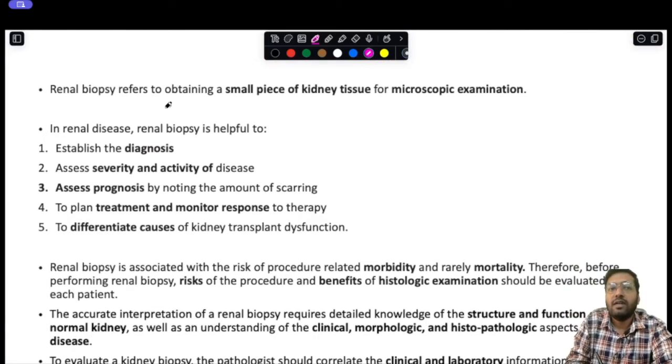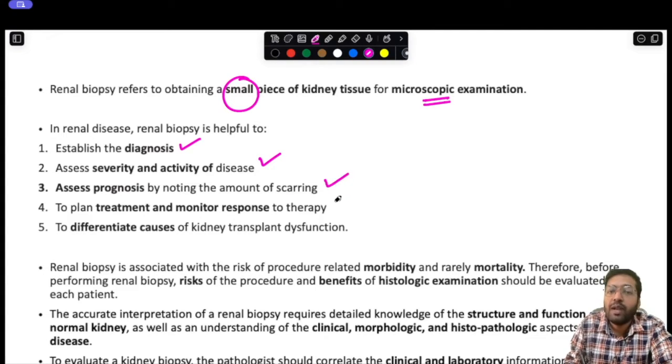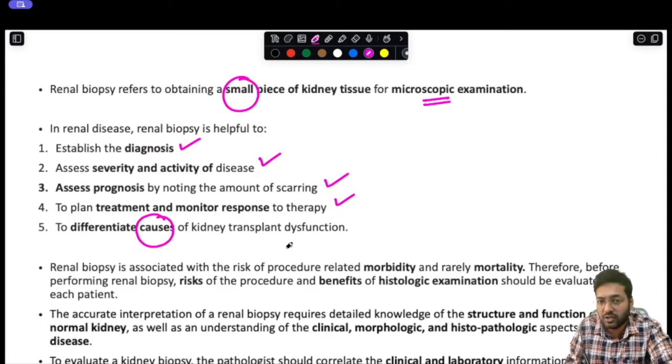So first, what is renal biopsy? It refers to obtaining a small piece of kidney tissue for microscopic examination. So what is it used for? It is used for establishing a diagnosis, or to assess the severity and activity of a disease, or to assess the prognosis, or to plan treatment and monitor response, and not only that, to also diagnose kidney transplant dysfunction and to evaluate the different causes of kidney transplant dysfunction.